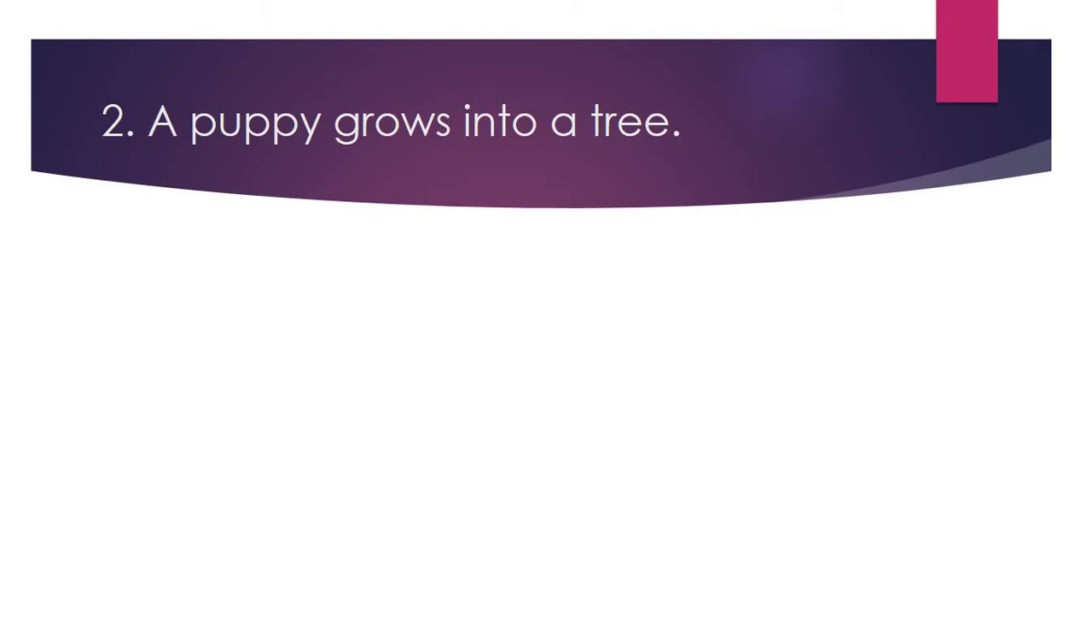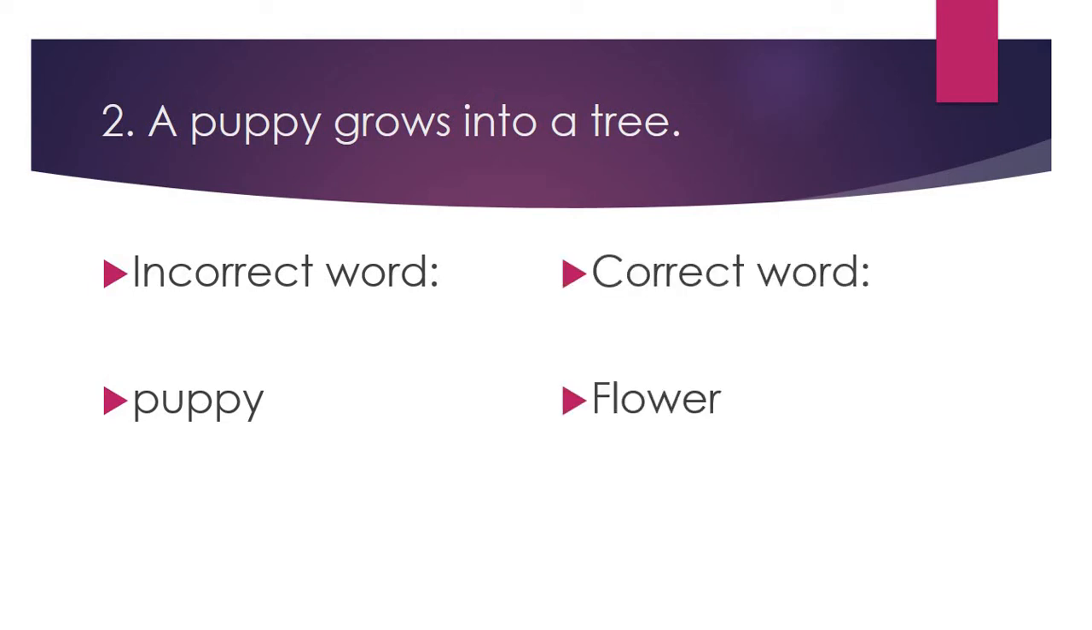Okay, if you have tried, incorrect word is puppy. So a dash grows into a tree. So which things grow in the tree? You have to think about it and you have to think about the perfect answer. So I hope you have tried your level best. So the correct answer is flower.